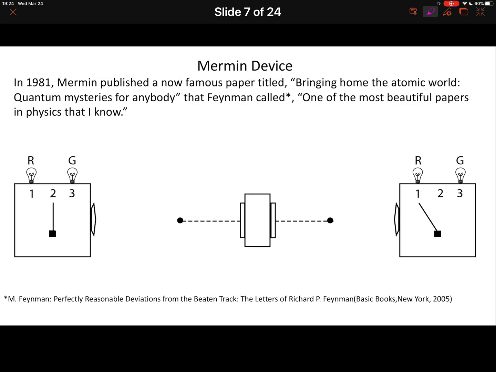So now let's take that approach and look at the situation over here with the mystery of quantum entanglement. We introduced it at Elizabethtown College using the Mermin device from his famous American Journal of Physics paper, 1981, Bringing Home Atomic World, Quantum Mysteries for Anybody. And in that paper, he has this source of these particles. They come out, and Alice and Bob have these measurement devices that they can set in settings 1, 2, or 3, and they get red or green outcomes.